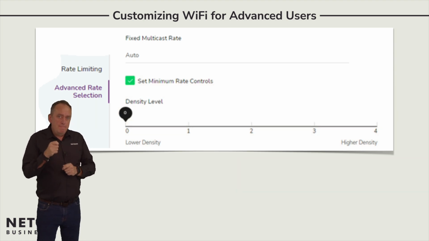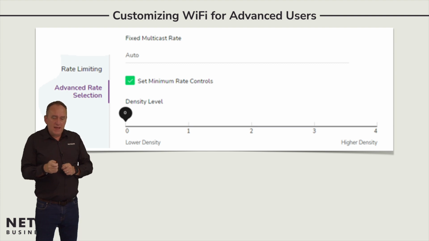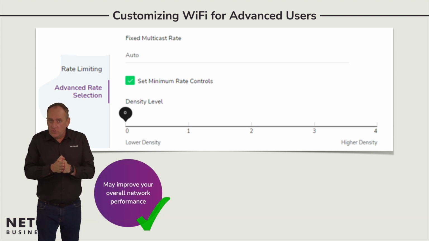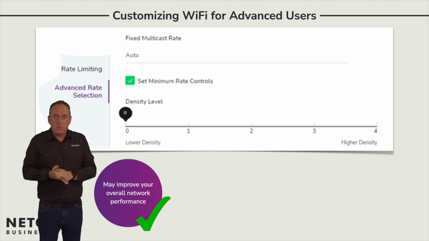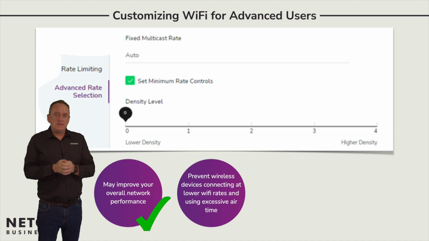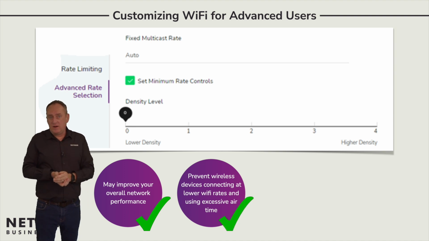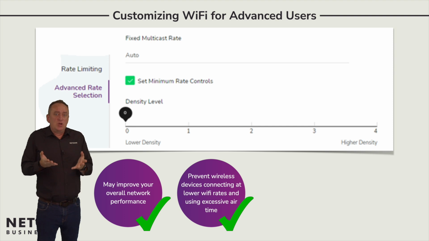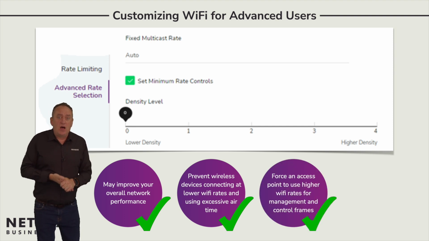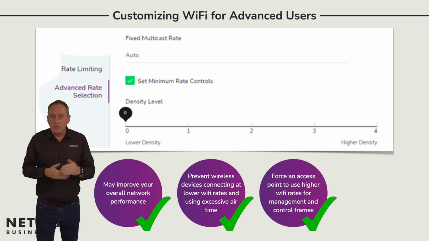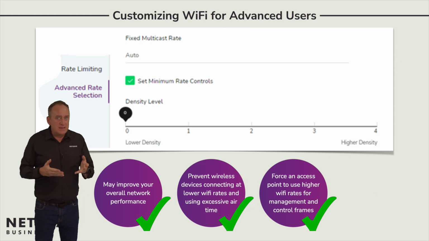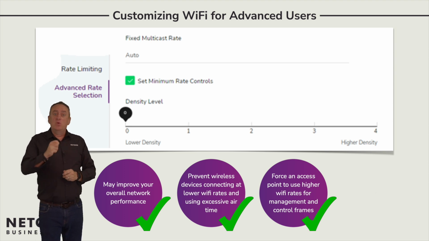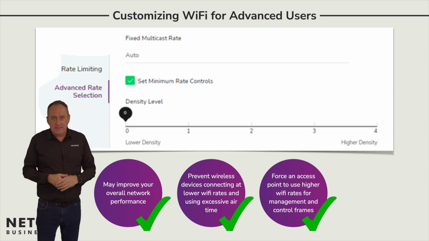Setting higher minimum Wi-Fi rates and minimum MCS indexes may improve your overall network performance in a number of ways. For example, it can prevent wireless devices from connecting at lower Wi-Fi rates, which might use excessive airtime. It can also force an access point to use higher Wi-Fi rates for management and control frames, such as beacons. And again, that would leave more airtime available for other data.